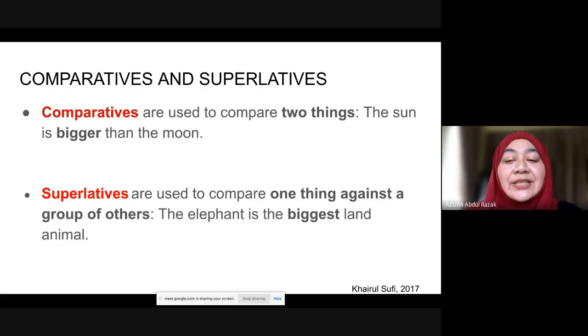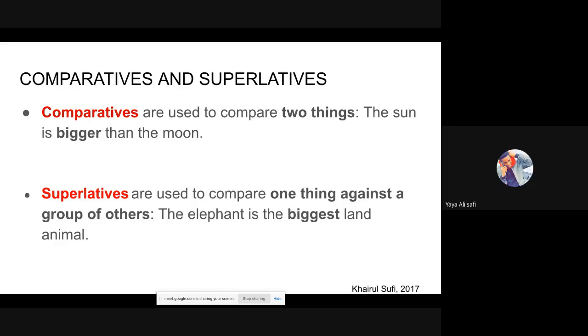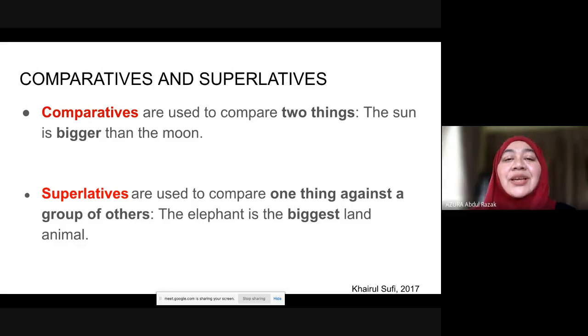Now, let's look at comparatives versus superlatives. Can someone tell me what comparatives and superlatives are? What's the difference between comparative and superlative? Are used to compare two things, a comparative. Yes, that's right. So comparative is just to compare two different things, whereas superlatives, what do? Compare more than three. Yes, that's right. More than two. One versus everything else, right? When it comes to comparative, it's just two different things that you're comparing. When it's superlative, it's one thing against a big group.